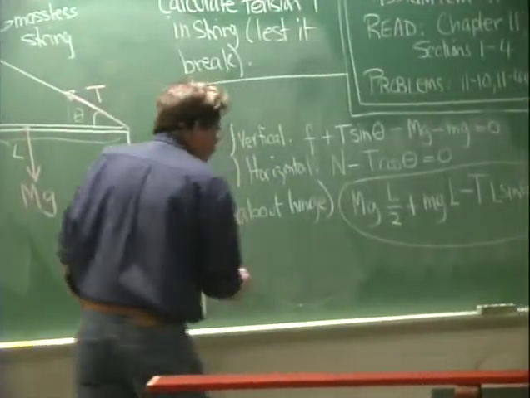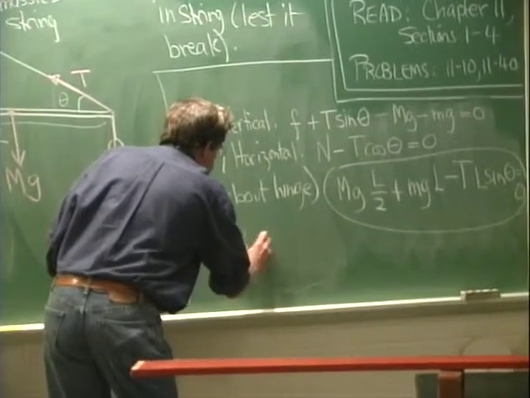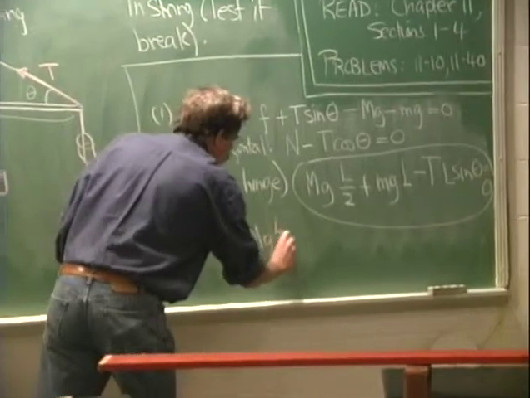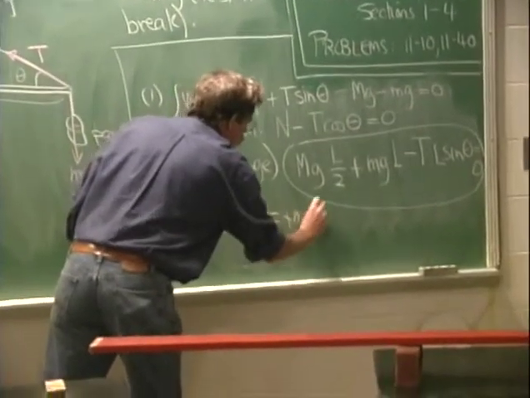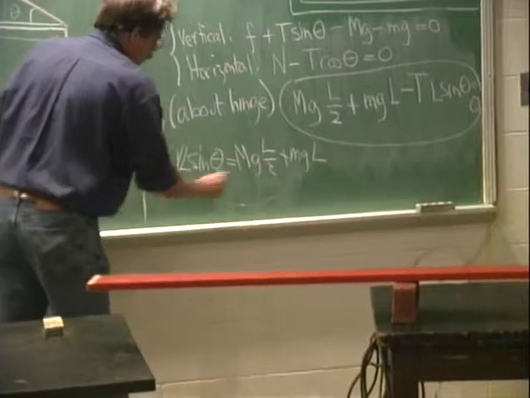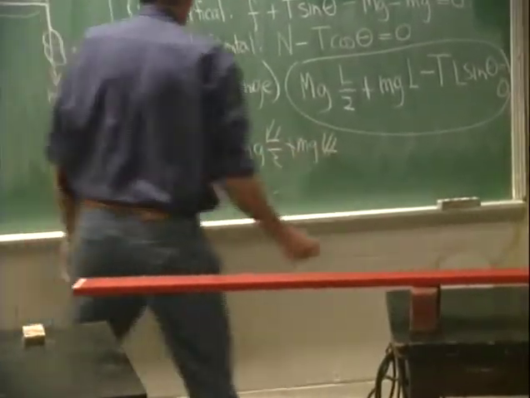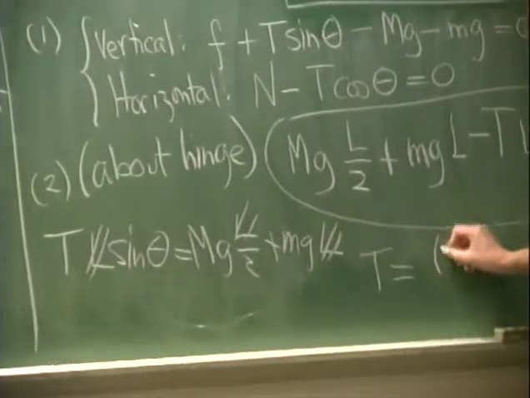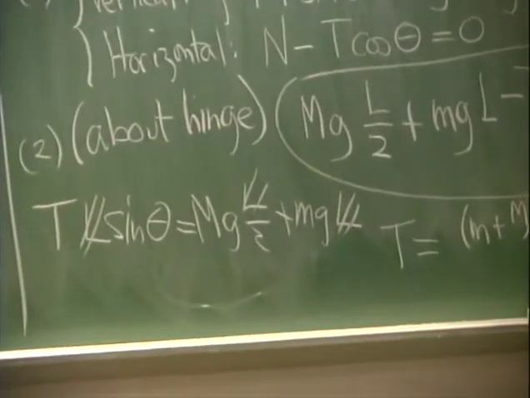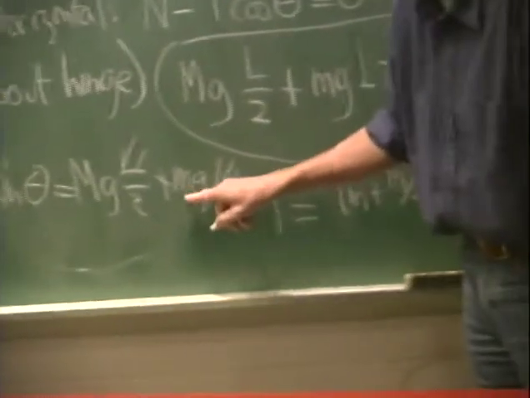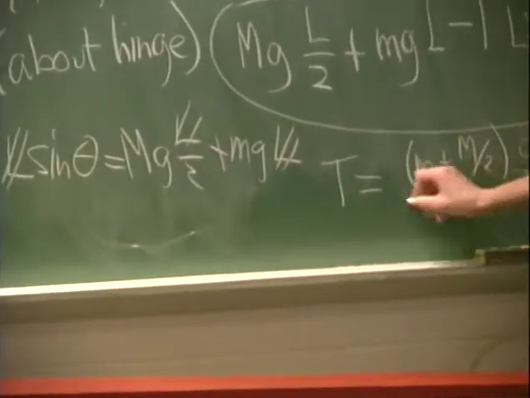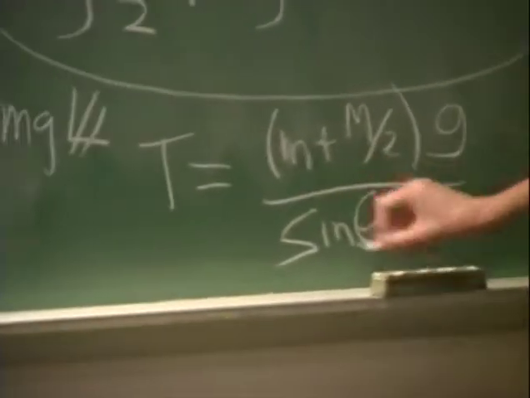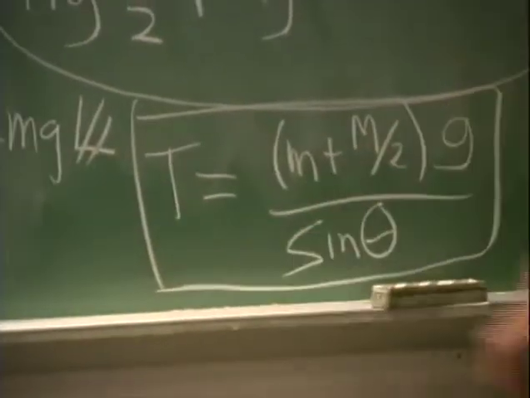T times L sine theta, bringing that over to the other side, is equal to mg L over 2 plus Mg L. I guess the L's cancel all the way across, huh? And I get T is equal to (little m plus capital M over 2) times g, divided by the sine of theta. So there's the answer. That's the tension in this string.